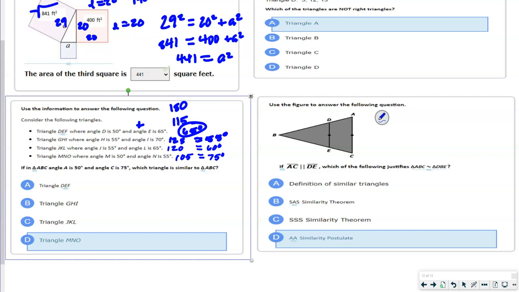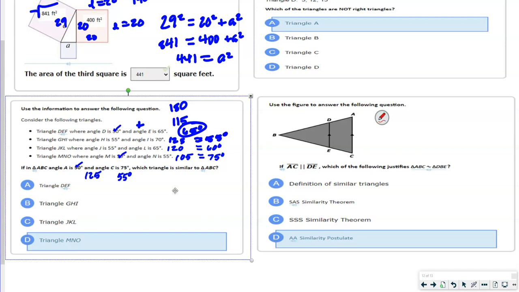So it says, consider if triangle ABC is 50 and 75, so 50 plus 75 is 125. We're going to subtract that from 180. So that was 55, okay? So we're trying to find another triangle that has a 50, a 75, and a 55. A 50, so we got 50 and 50 here. And 50, there's another 50. Okay, so those three match there.